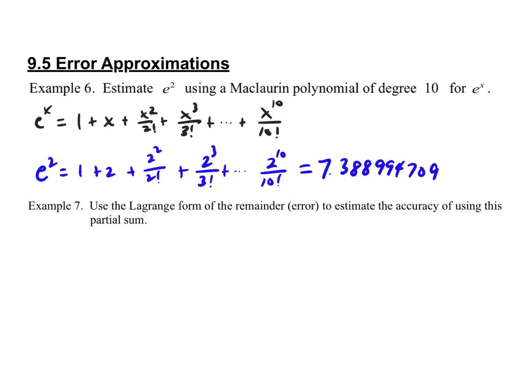What's important here is that we understand what our interval is. What interval of values are we working with? Well, what are we centered at? What is x in this problem? 2. So the interval that we're curious about is when x equals 2 and c equals 0. And so what I have to be able to do is figure out the maximum value of the derivative of which derivative?